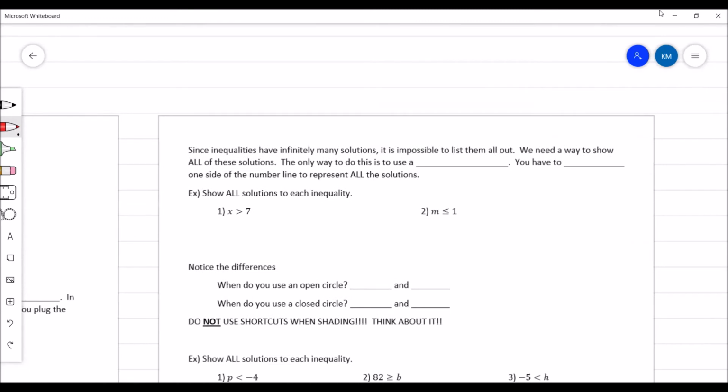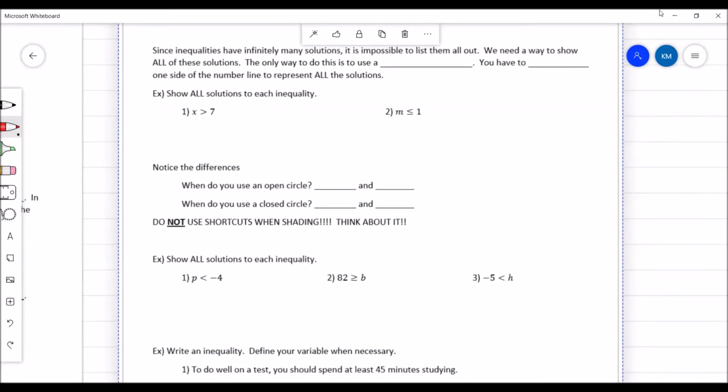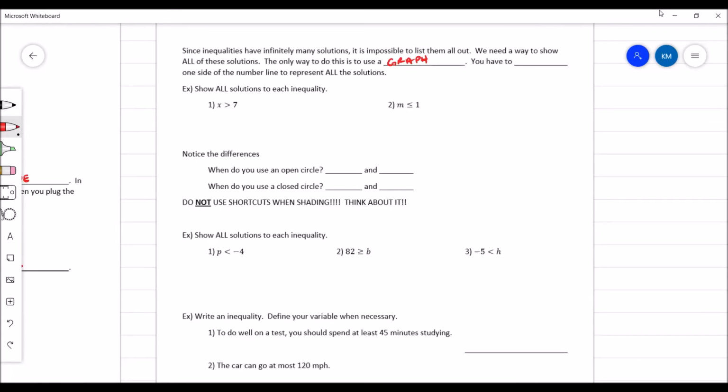Backside of these notes, it says, since inequalities have infinitely many solutions, it is impossible to list them all out. Okay, we need a way to show all these solutions, and the way to do that is to use a graph. You have to shade one side of the number line to represent all the solutions.